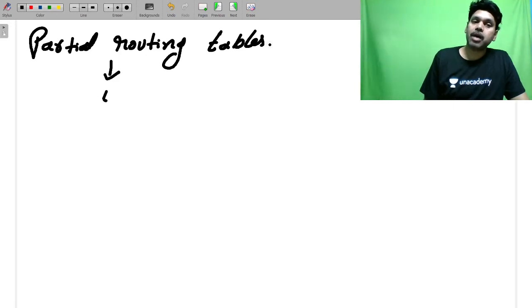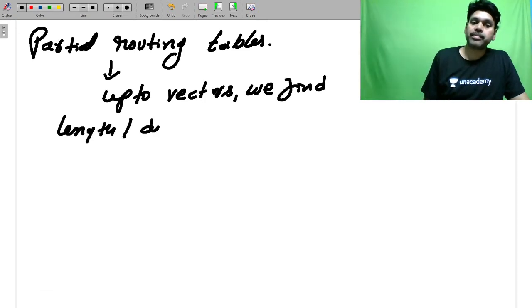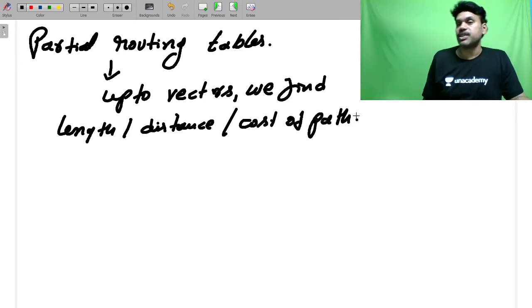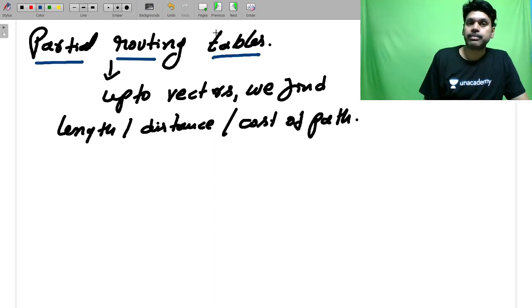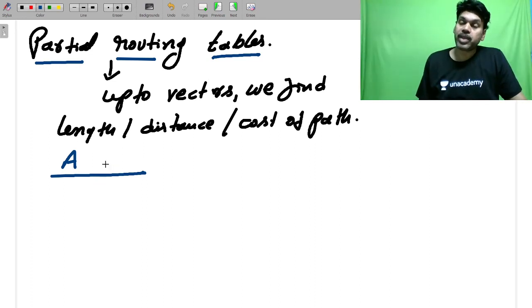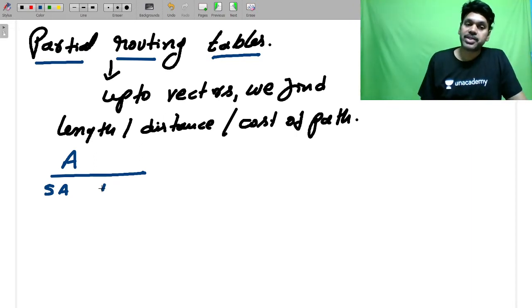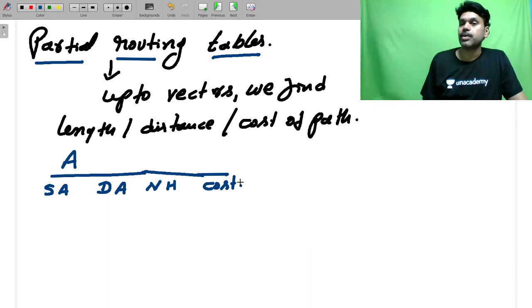What is a partial routing table? Up to neighbors only. Up to neighbors, we find the length or distance or cost of the path. First I am taking a routing table. Your routing table has got mainly source address, destination address, next hop, and cost of the path. So 4 entries I am taking. Source address and destination address and next hop and cost. Okay. So destination I will write here only instead of mixing there.